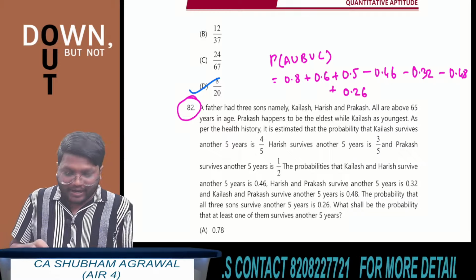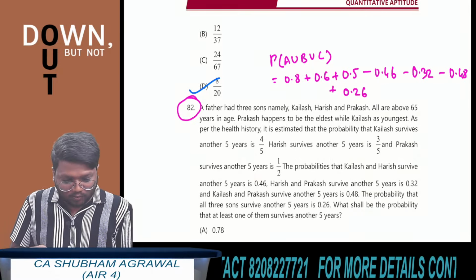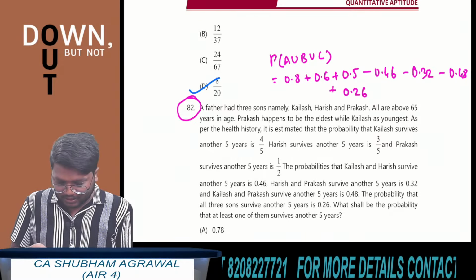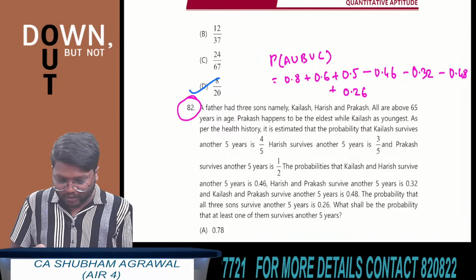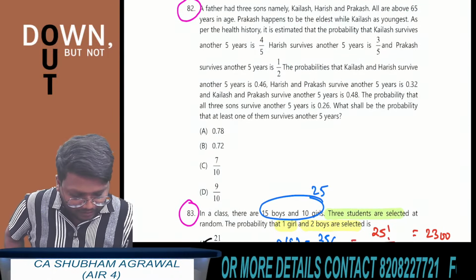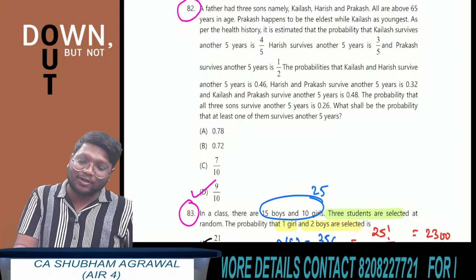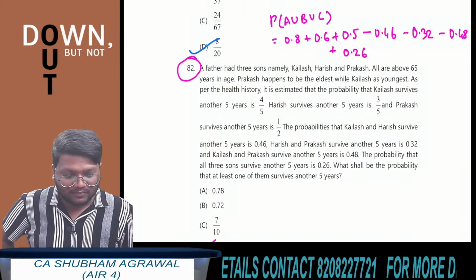So 0.8 plus 0.6 plus 0.5 minus 0.46 minus 0.32 minus 0.48 plus 0.26. What you are getting? 0.9. Which option is correct? 9 by 10. You can write 0.9 as what? 9 by 10. Option D is the correct answer.